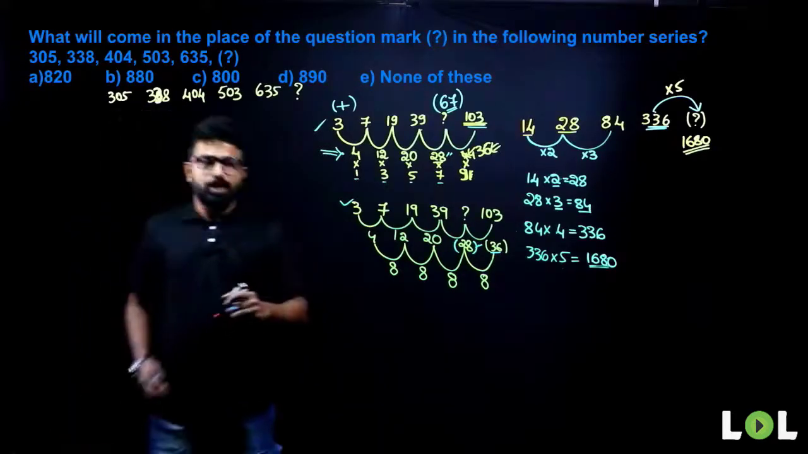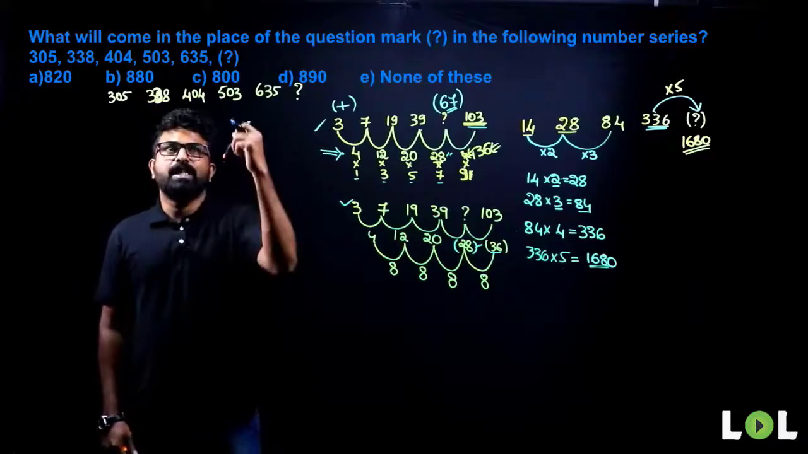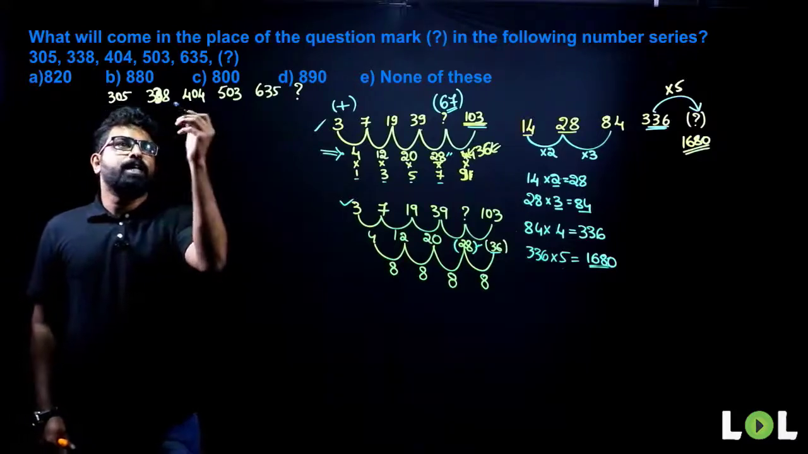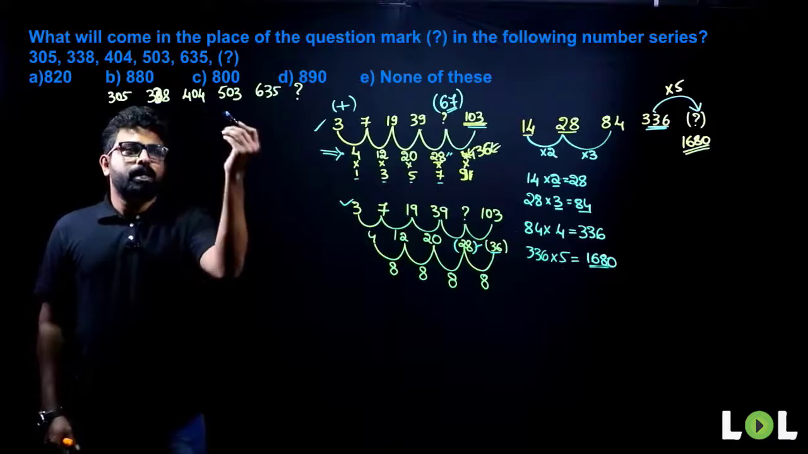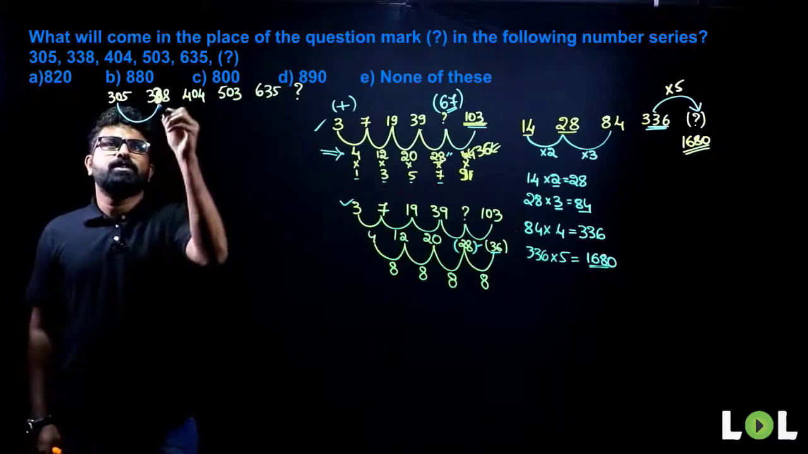You people try to solve this problem, people. I'll give you 2 minutes. After this, I'll be resuming this. So the problem is like this. 305, 338, 404, 503 and 635. The terms are increasing gradually. So let me start taking the difference first.